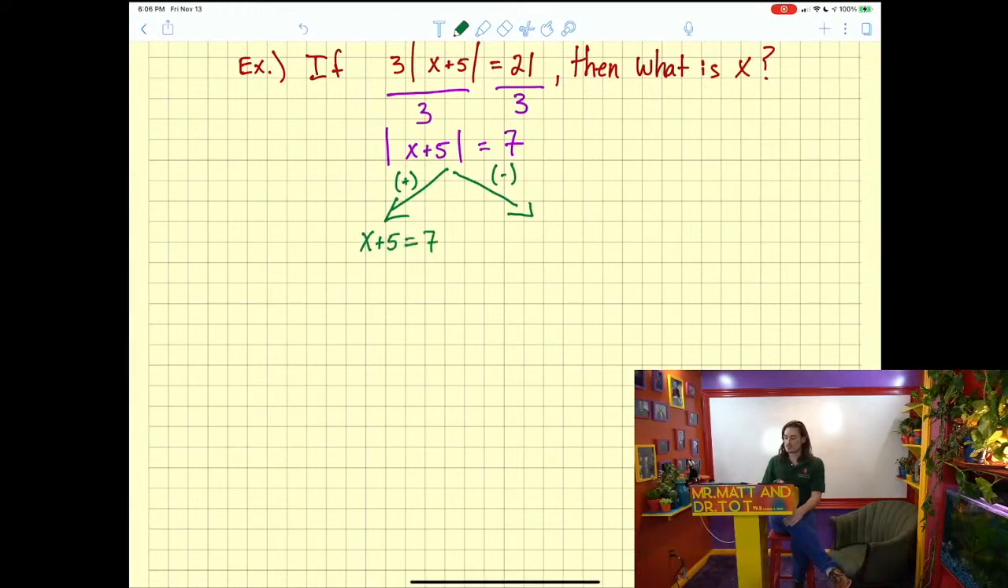The other equation, we're going to negate the output. So we're going to still have x plus 5, but instead of positive 7, we're going to set it equal to negative 7. Now in order to solve, I'm going to subtract away 5 on both sides. So x is equal to 7 minus 5, which is 2. Over here, x is going to be equal to negative 7 minus 5. That's the same thing as negative 7 plus a negative 5, which is going to be negative 12. So there are two answers to this absolute value equation. Either x is equal to 2 or x is equal to negative 12.